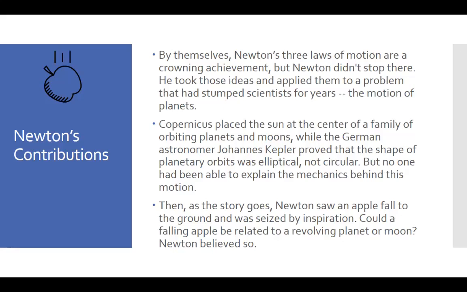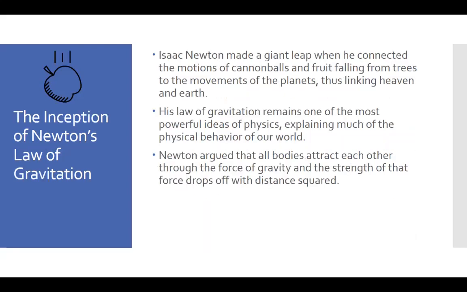But Newton was able to see that this idea of gravitational attraction could explain that a forward moving object would arc and that that would produce an orbit. This was a big leap. When he connects the motions of cannonballs and falling fruit from trees to the movements of the planets, linking the heavens and earth, this is really one of the first times that we start realizing that the laws of physics on our planet may be the laws of the universe. And his law of gravitation remains one of the most powerful ideas of physics, explaining much of the physical behavior that we see on a regular basis.